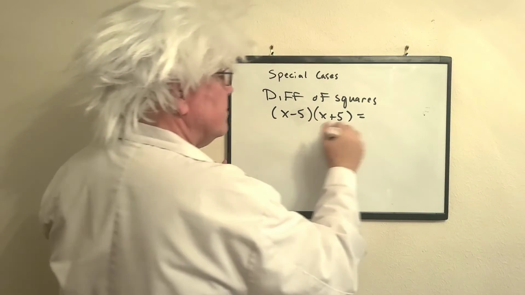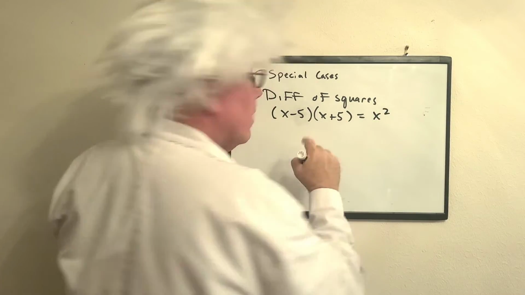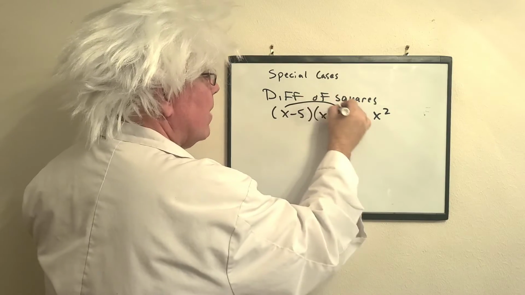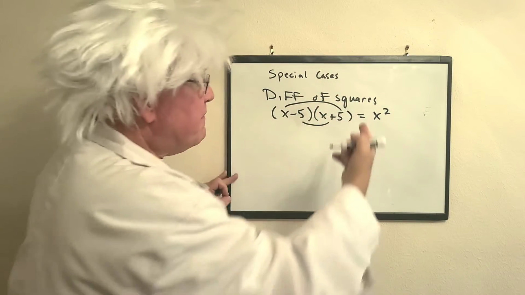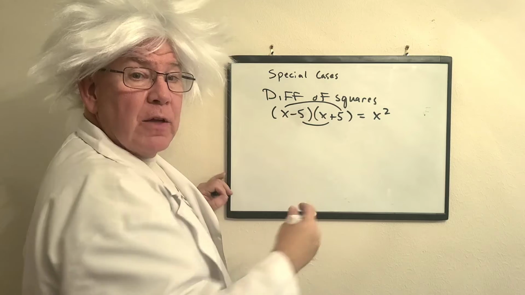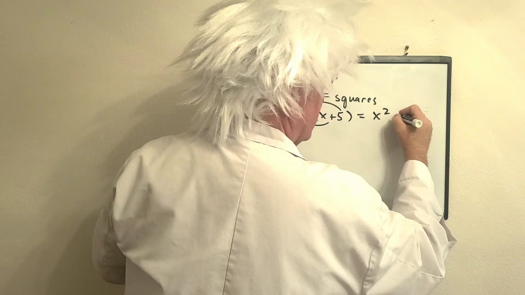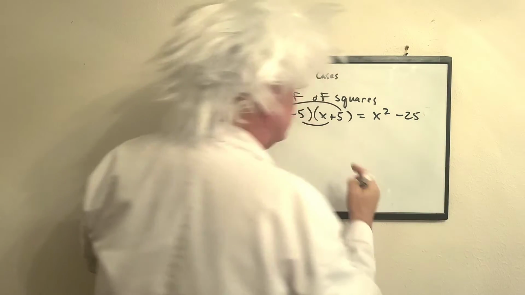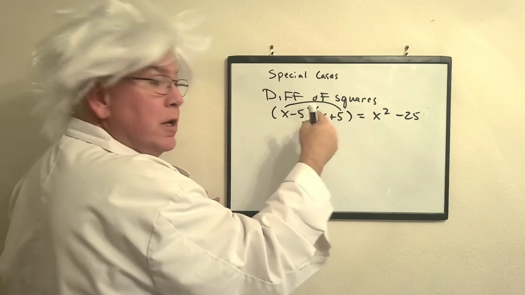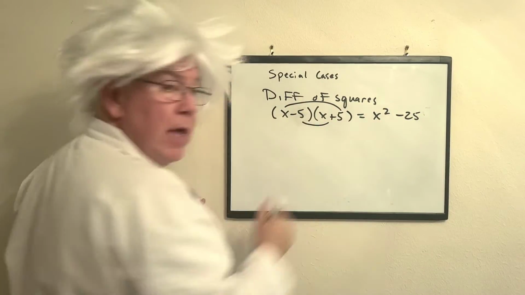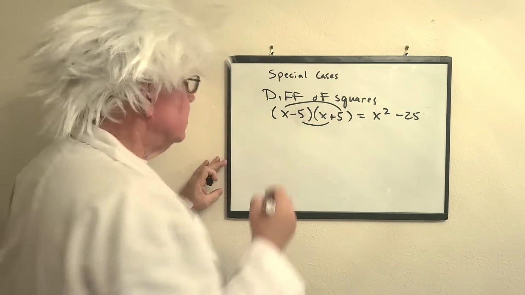Now, x times x is x squared. Now, this is what happens. Remember my little oi, the outer and inner? 5x and negative 5x becomes 0, so I don't even write it. But negative 5 times 5 is negative 25. Now, if you notice, difference of squares means you see this, it becomes that. Now, we're going to go backwards.